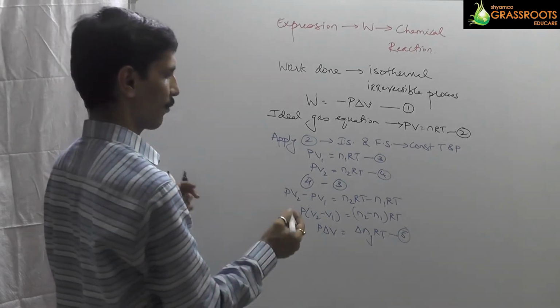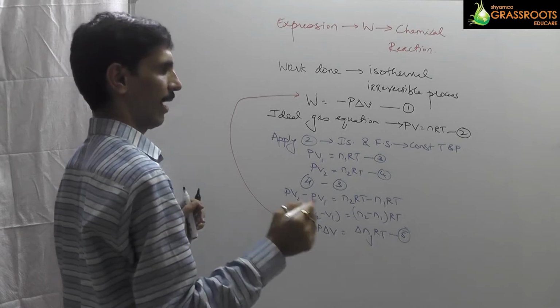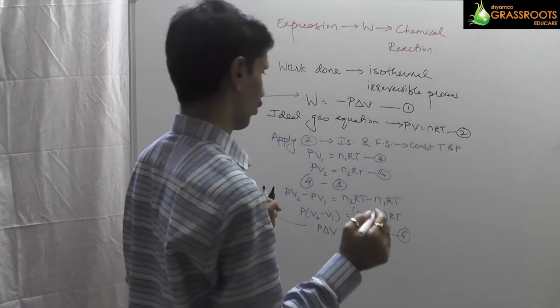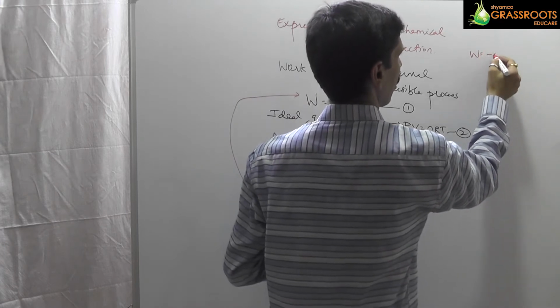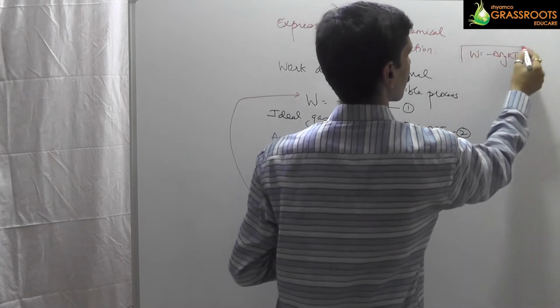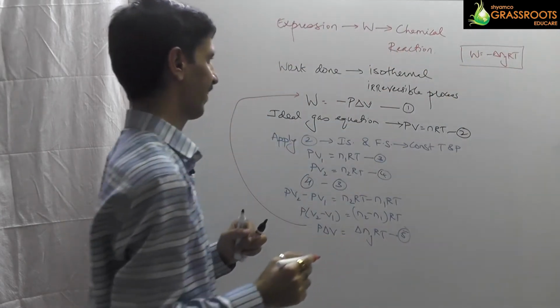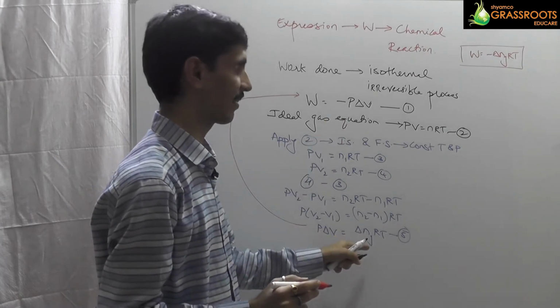Okay, अब क्या करना है आपको? इस equation 5 को इसमें substitute करना है. So therefore, what we get? A new expression, and that is W is equal to minus of delta NG RT. ये expression हमें मिल जाता है. You getting it, everyone? So P delta V की जगह पर हम लोग ने ये substitute किया.